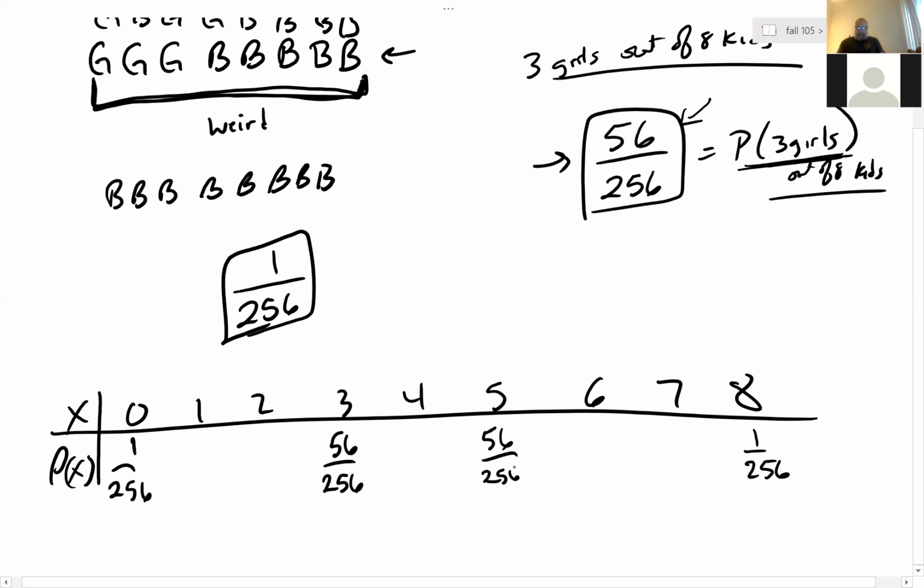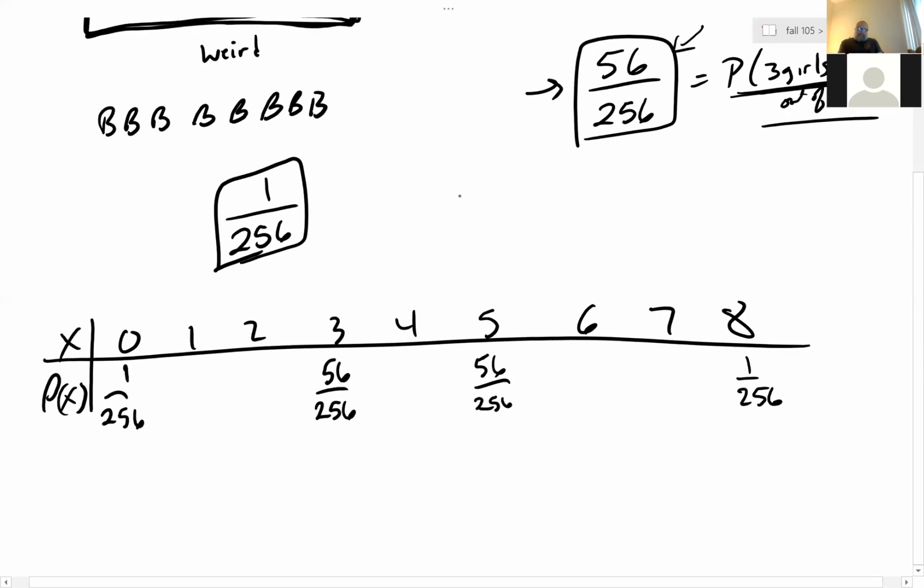What about 8 choose 1? Well, what is 8 choose 1? 8 choose 1, or anything choose 1, is always 8. So this one is 8 out of 256. That means this one is as well.